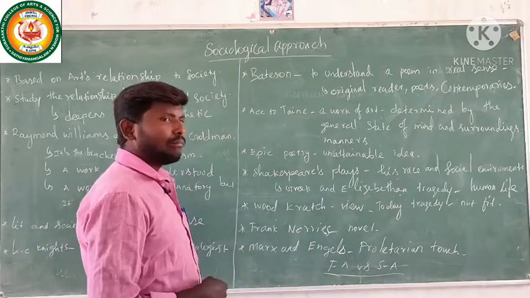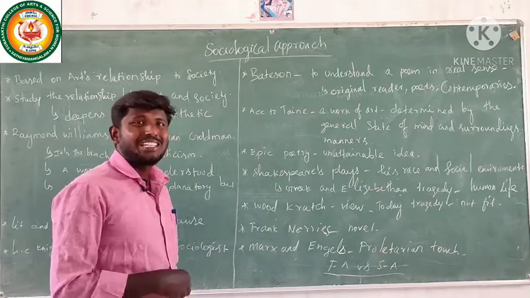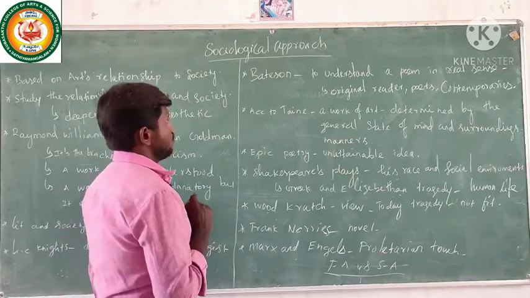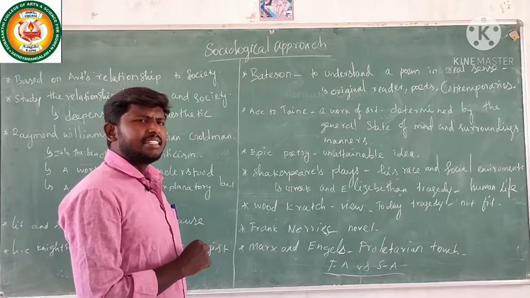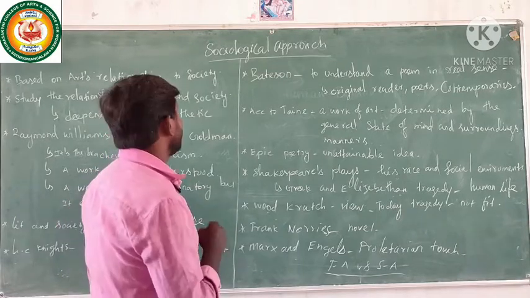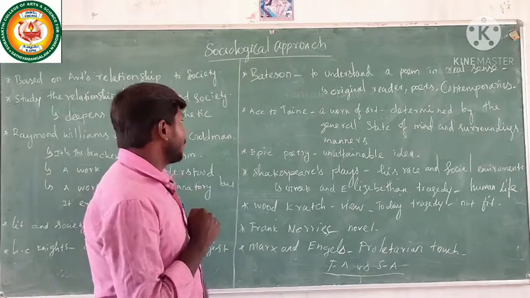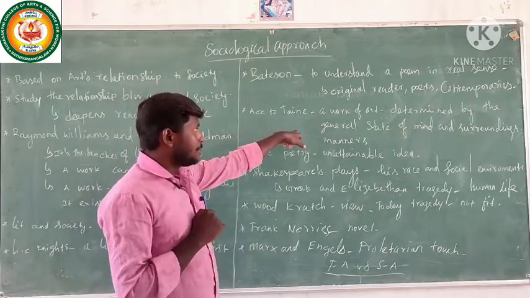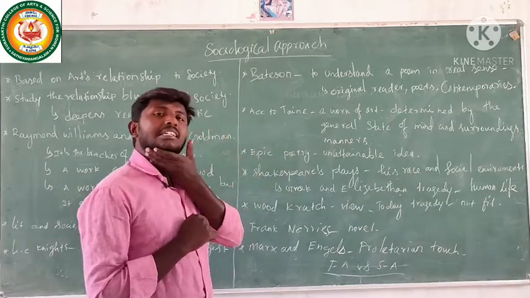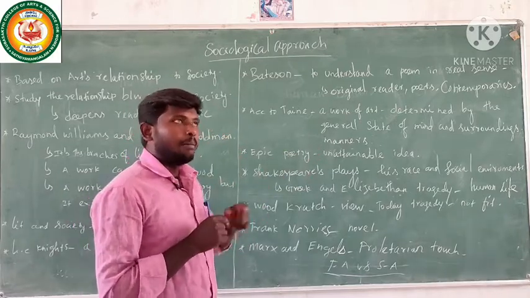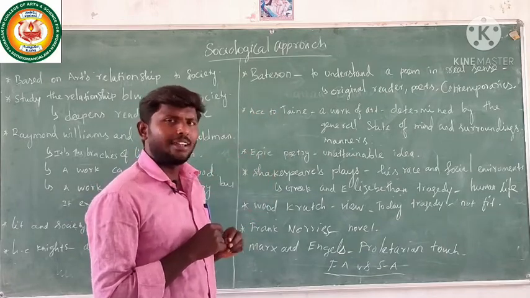One more thing, according to Taine, he is a French historian. He is the pioneer of sociological criticism, the sociological approach. Taine is the first person. For New Criticism, we can say the originator is T.S. Eliot, but the pioneer is I.A. Richards. I am saying that.